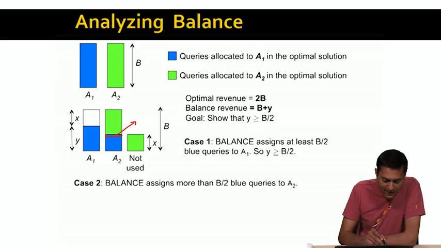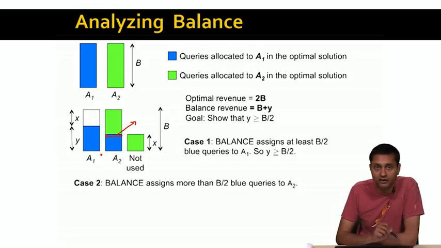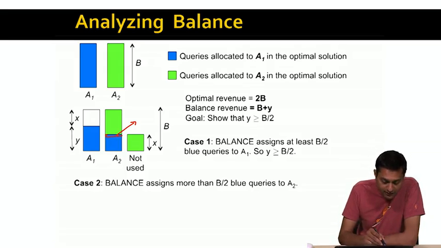When you look at the last blue query assigned to A2, remember, both A1 and A2 are eligible and have bid on the blue queries, and both at this point have unspent budget. But the balance algorithm decided to assign this blue query to A2. Remember the heuristic of the balance algorithm: it assigns the query to the advertiser with the larger unspent balance. So at this point, when the blue query was assigned to A2, it must be the case that A2's balance was larger than A1's balance.